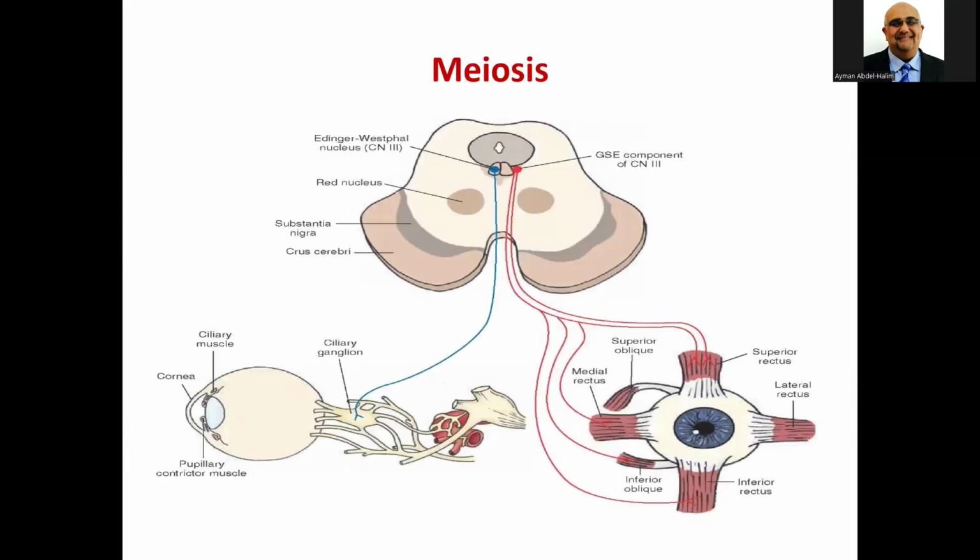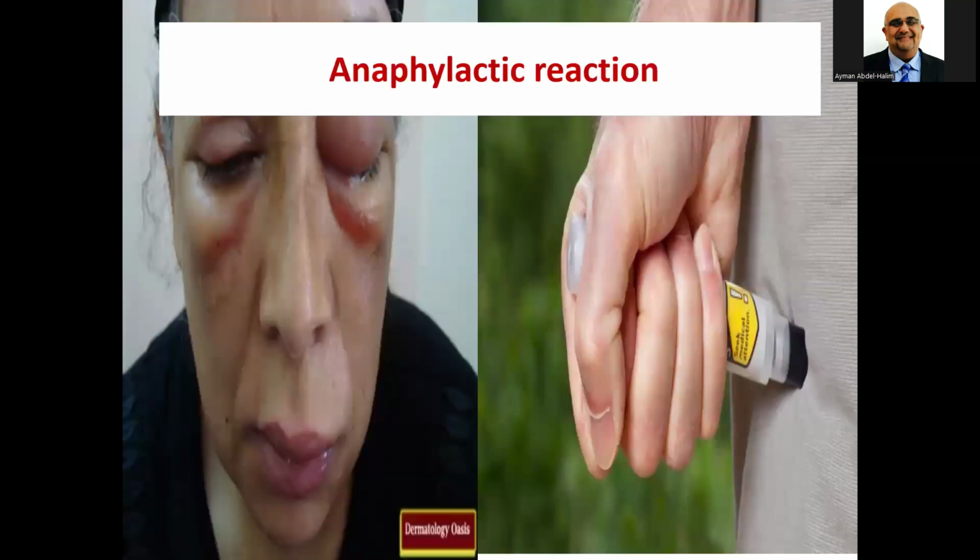Meiosis is not a sign of toxicity, it's a sign that the patient has received opioids. The only opioid that doesn't cause meiosis is meperidine because it has an atropine-like action. It can cause pupillary dilatation. Anaphylactic reactions are a very important side effect with opioids. And you have to differentiate between anaphylactic and anaphylactoid reactions. Anaphylactic reaction is treated with epinephrine. The only drug for anaphylactic reaction is epinephrine. And with anaphylaxis, you usually have angioedema of the face. You don't see this with anaphylactoid reaction.